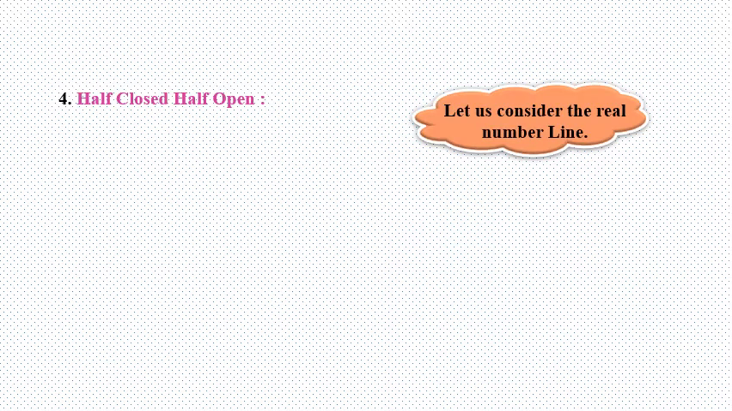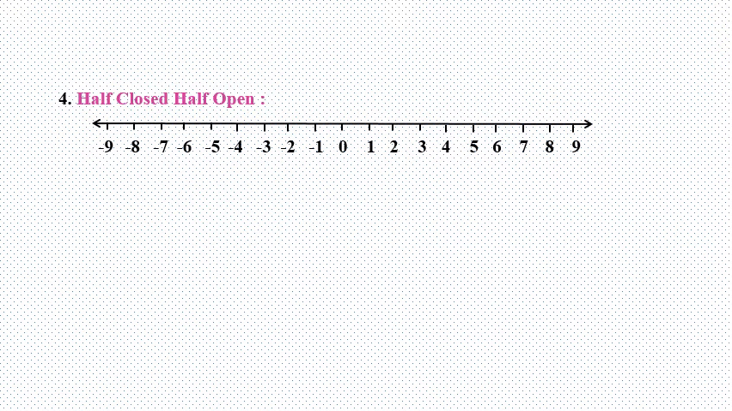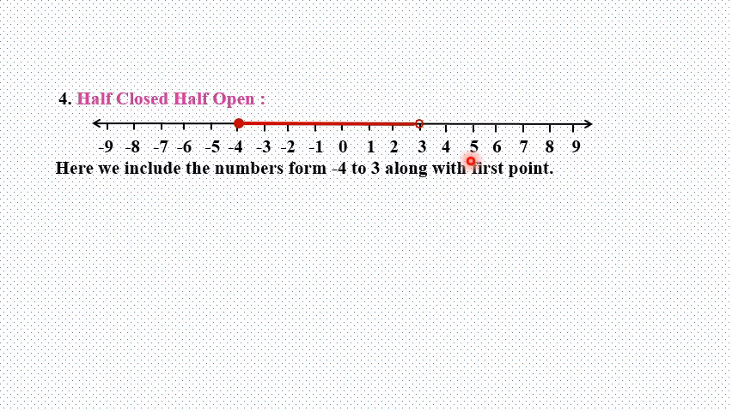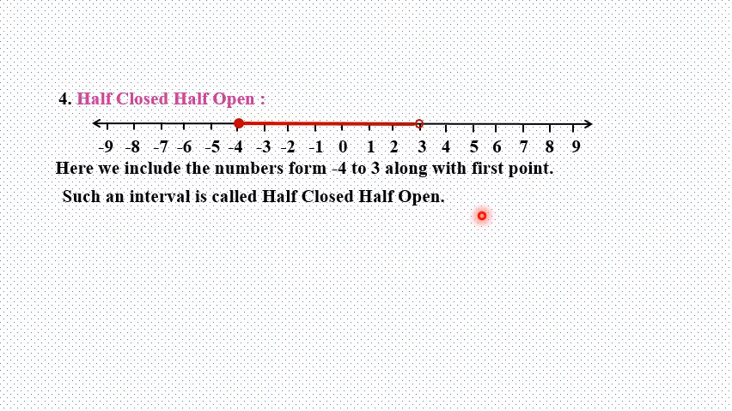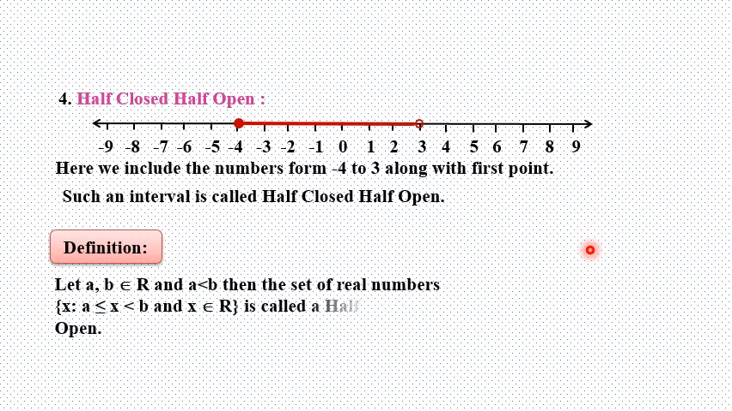Half closed, half open. Let us consider the real number line. Once again, half closed, half open. It is right side open. Called half closed, half open. You can also say left closed, right open. Once again the same. Here I have taken the equality sign, it is only b, not equal. It is denoted by this.